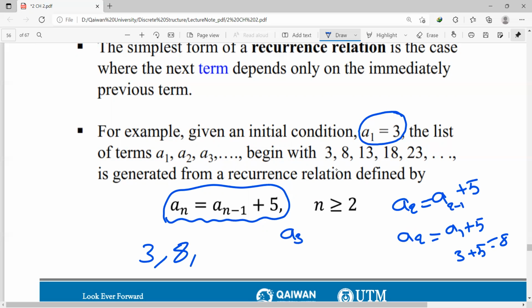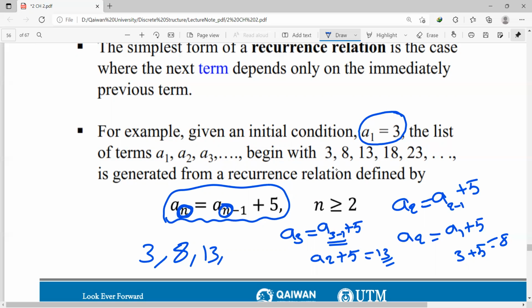For A3, we replace each n here by 3. A3 equals A(3 minus 1) plus 5. How about A(3 minus 1)? It's A2 plus 5. What's A2? A2 is 8, plus 5 is 13.